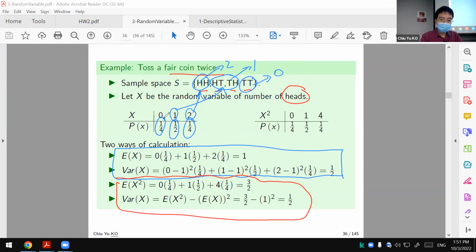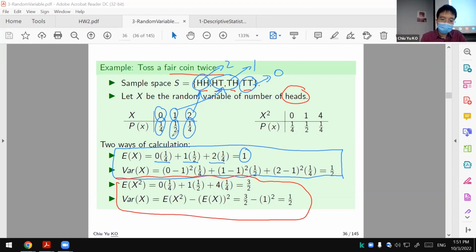So let's calculate the mean. The mean will be just 0 times 1/4, 1 times 1/2, 2 times 1/4. That's 1. That is very natural. Tossing a coin twice, you should expect it to be equally likely. You should expect one head. I think that fits your intuition. These are two coins, and it is fair, so at least one head is something you expect.